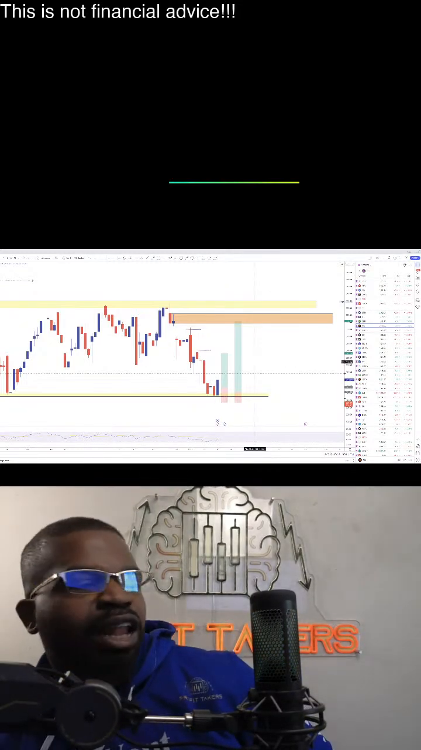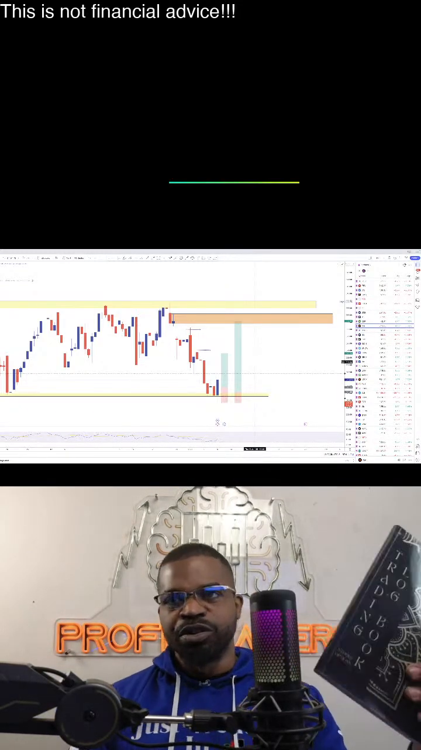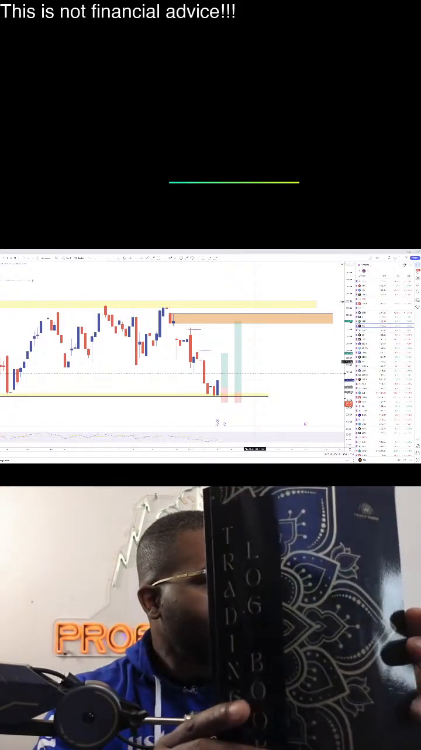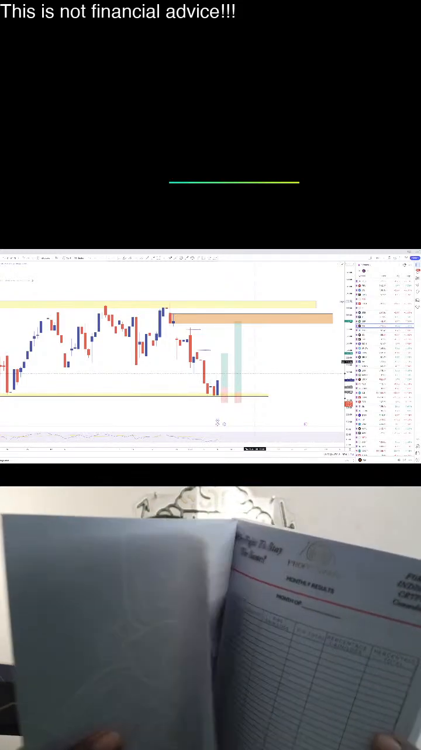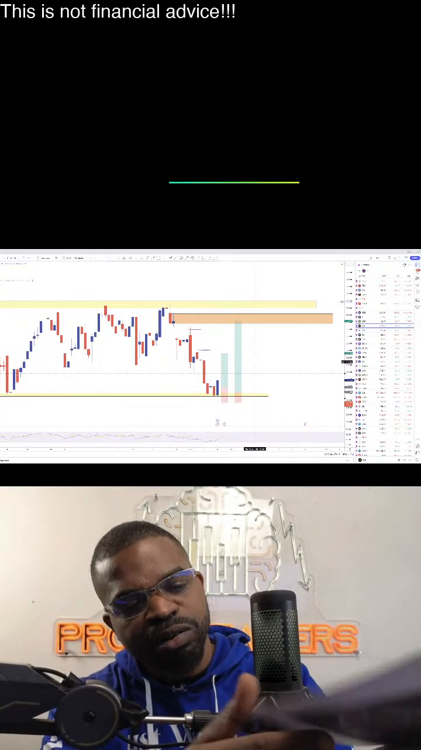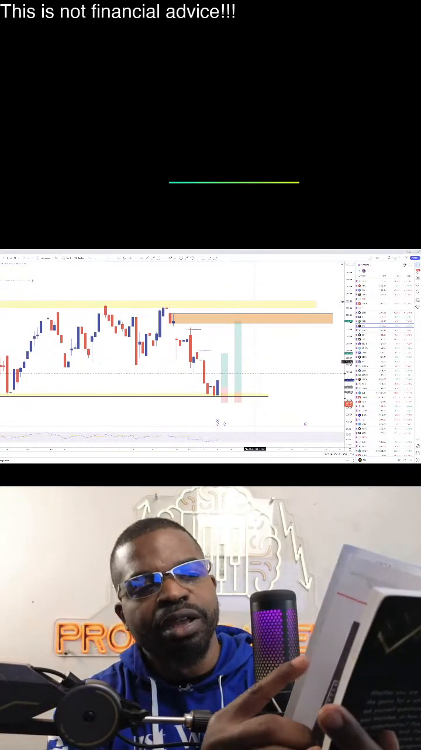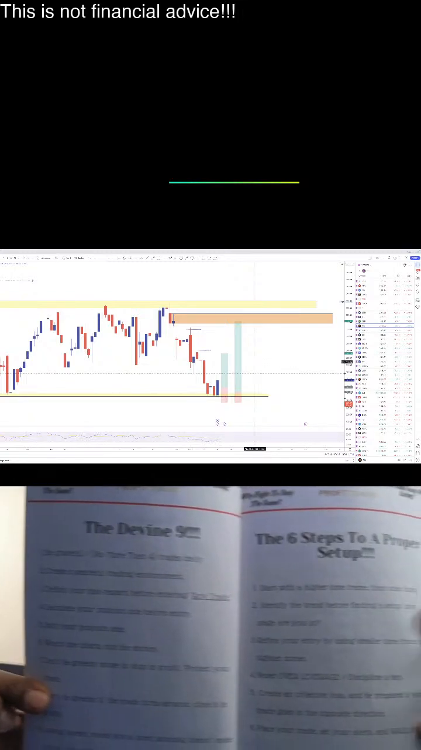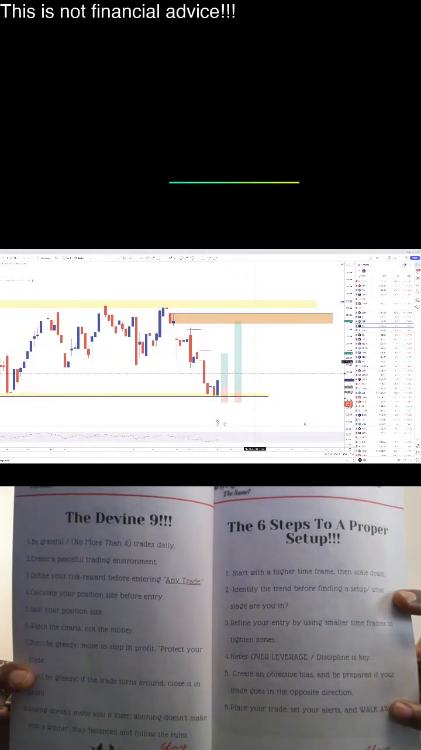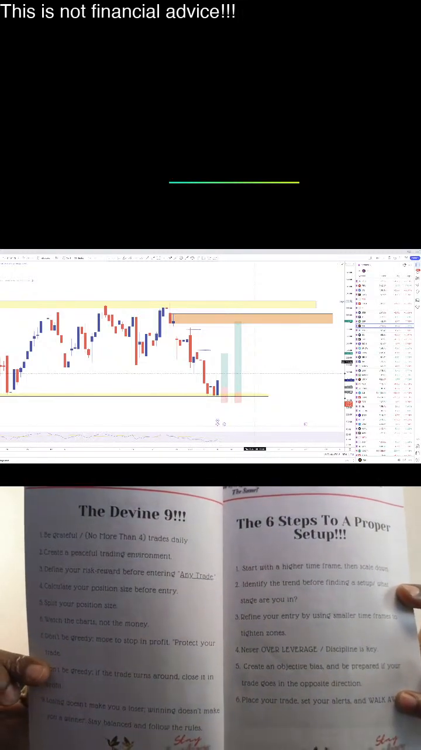So we got log books available as well, you guys, right? So in these log books, the first thing in the log book is the Divine Nine and the 6 steps to a proper setup. These are your trading rules, okay?